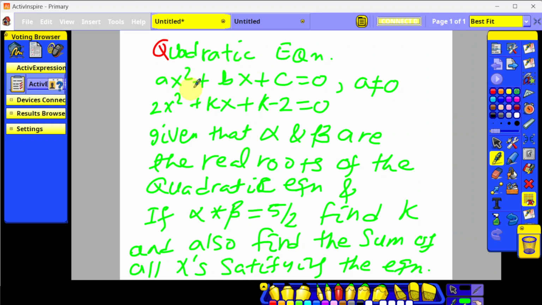You write the quadratic equation ax squared plus bx plus c is equal to 0, where a is different from 0. Then the equation given is 2x squared plus kx plus k minus 2 is equal to 0. Given that alpha and beta are the real roots of the quadratic equation, and if alpha times beta is equal to 5 over 2, find k, and also find the sum of all x's satisfying the equation.